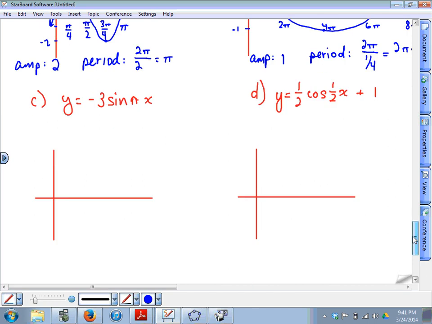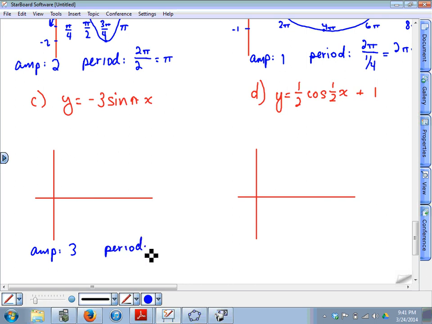Now for part C, amplitude. Now amplitudes can never be negative. There is a negative sign in front of it, but the amplitude is always positive because it's a distance. So it doesn't make sense to have a negative distance. The amplitude is 3. The effect that minus sign has on the graph is that it reflects it vertically. So it's going to start at 0, 0 and go down instead of going up.